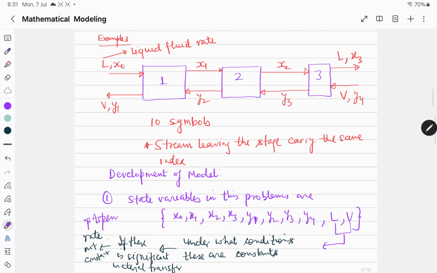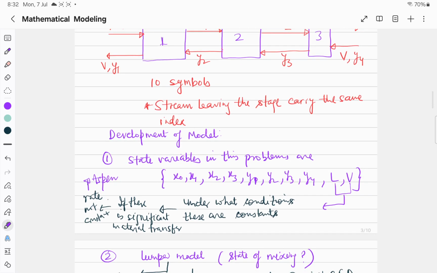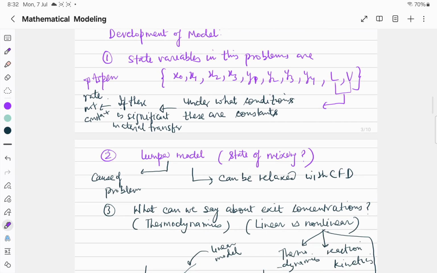But if there is a significant transfer of material from L to B, then we cannot take L and B as constant, so we will have to take L1, L2, L3, L4, B1, and similarly V1, V2, V3, V4. You can solve this with the help of Aspen. Okay, you can use the Aspen.